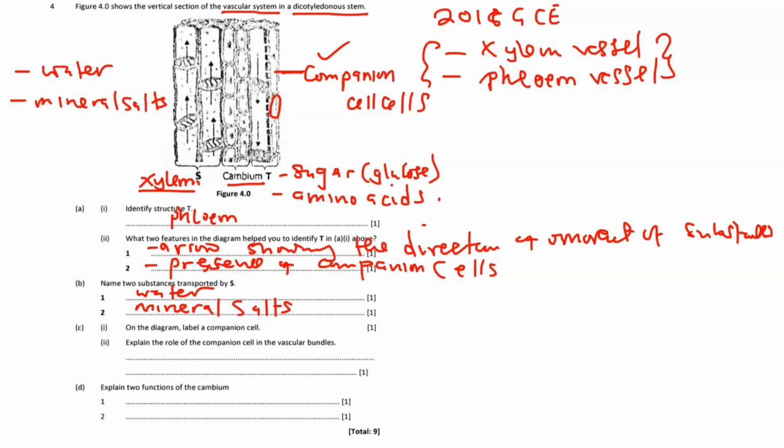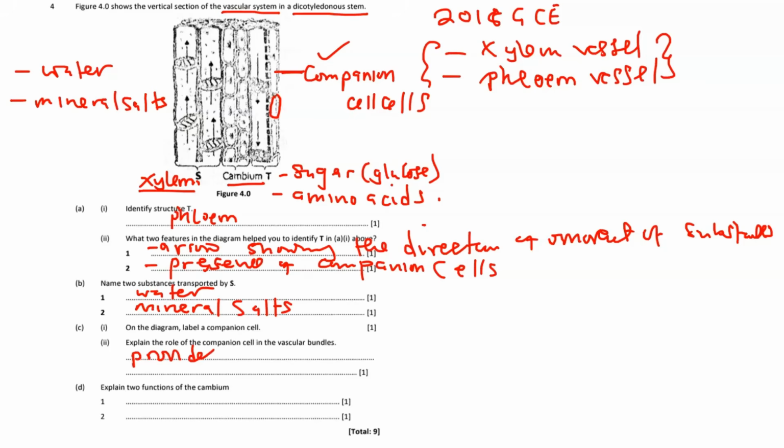Explain the role of the companion cell in the vascular bundle. What is the role of the companion cell? Okay? So what is the role of the companion cell? Listen very carefully here. The companion cell provides energy for active transport of substances.